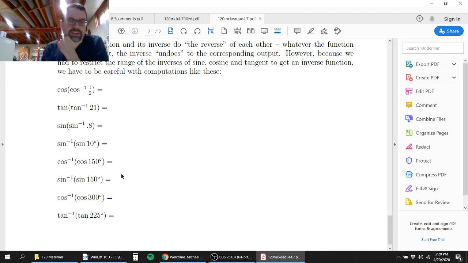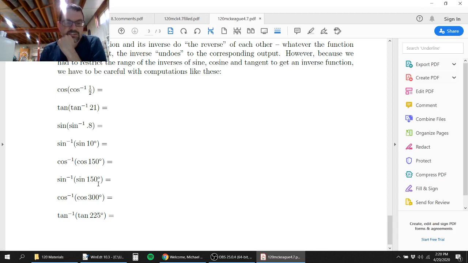Which makes you feel like the last three are going to just go by lickety-split, but here's where the little twist comes in. 150 is in the range of the inverse sine function. Remember, inverse sine gives you angles between minus 90 and 90. Cosine gives you angles between 0 and 180. So inverse sine of sine of 150.